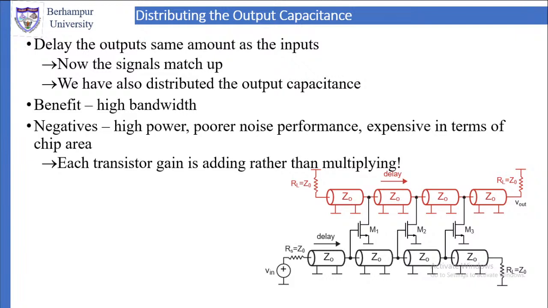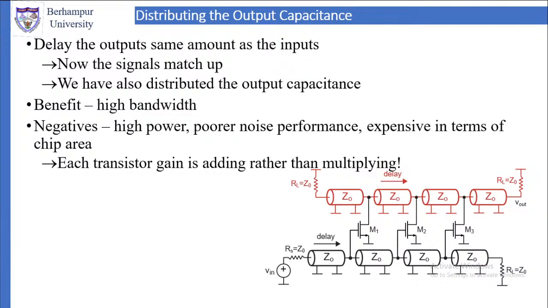Similarly, in the top part we are equivalently using 4 delays. So they will take care of the delays at the input, and the delays in the output will take care of those. So delay the outputs by the same amount as the inputs. Now those signals will match up. We have also distributed the output capacitance.